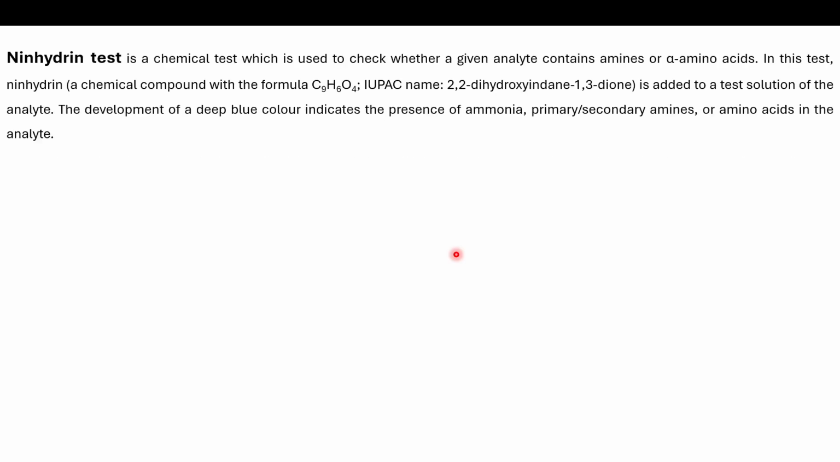Now when we talk about the ninhydrin test, I think we used to learn this in high school chemistry, right? Practicals where we used to check whether a given sample has amines or alpha amino acids. Okay. Now, ninhydrin is basically a reagent which is added to a test solution of the sample in question, and whatever color develops indicates the presence of ammonia, primary or secondary amines or amino acids in the analyte. Okay.